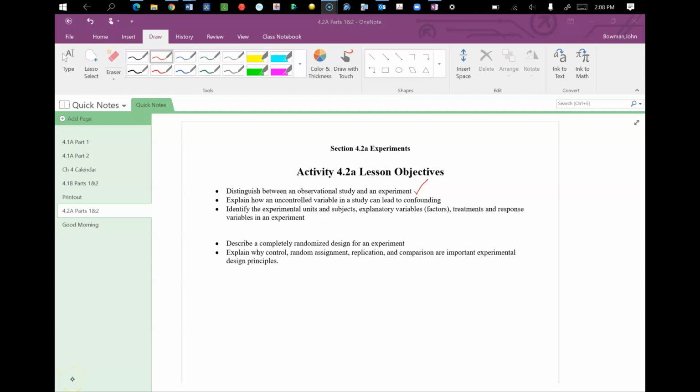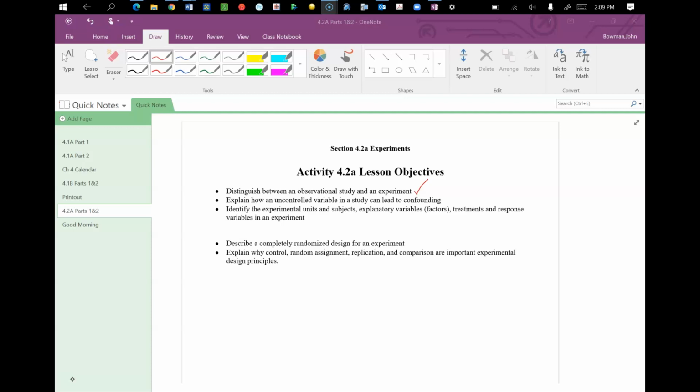The next thing we did is we took a look at how uncontrolled variables can lead to confounding. So as an example, we looked at the relationship between eating an apple a day and visiting a doctor. Eating the apple a day was the explanatory variable, and visiting the doctor was the response variable. Both of those were categorical.